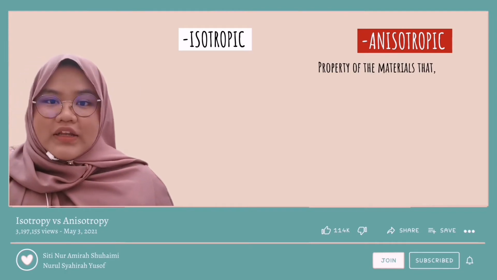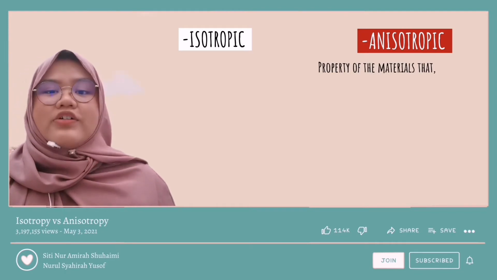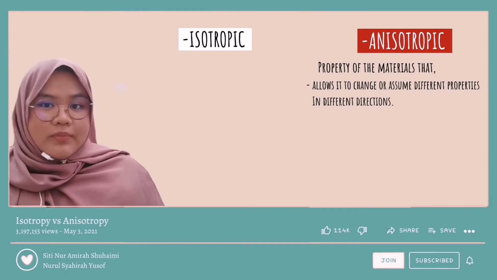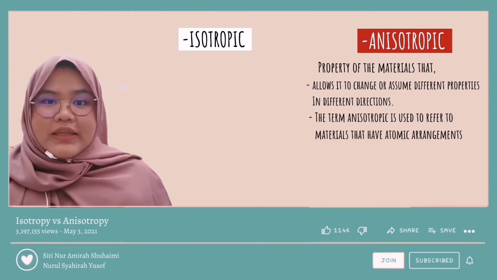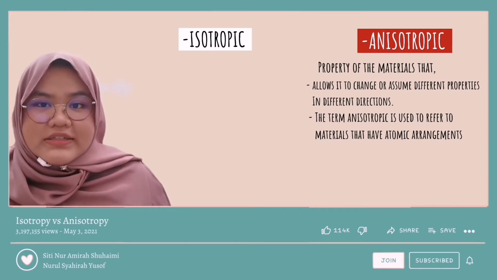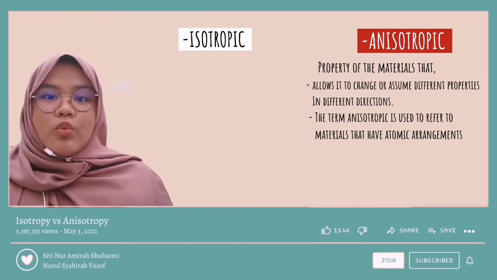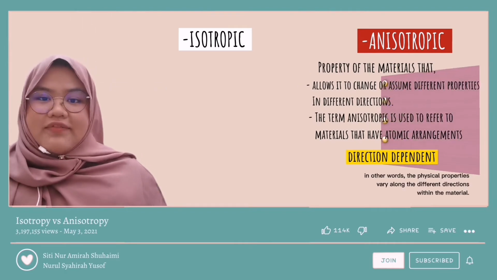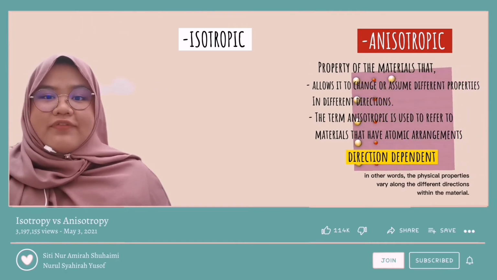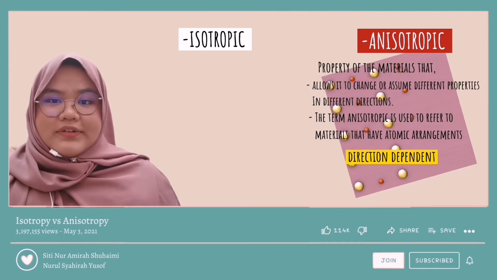Anisotropy is the property of a material which allows it to change or assume different properties in different directions. The term anisotropy is used to refer to materials that have an atomic arrangement which is direction dependent. In other words, the physical properties vary along the different directions within the material.